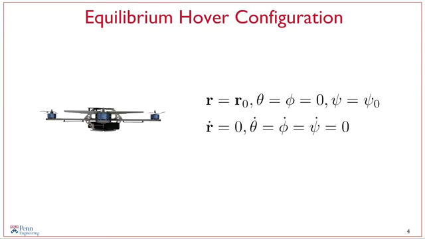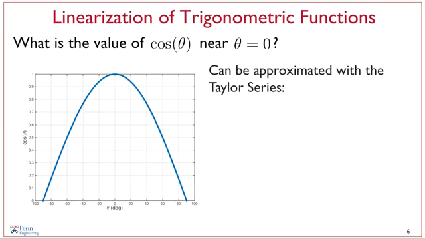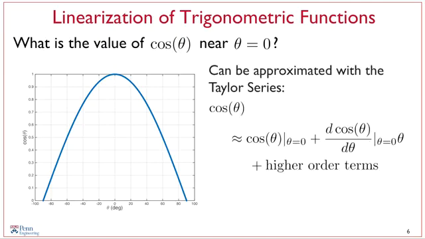We want to derive expressions for the equations of motion when the quadrotor is near this equilibrium configuration. First, let's consider the value of cosine theta near the equilibrium configuration theta equals 0. Around theta equals 0, the function cosine of theta can be approximated using the Taylor expansion, which is shown here. We can consider all terms after the first two terms in this series to be negligibly small. The value of cosine at theta equals 0 is 1. The derivative of cosine is negative sine theta. Since sine theta at theta equals 0 is 0, the approximation of cosine theta near theta equals 0 is simply 1.